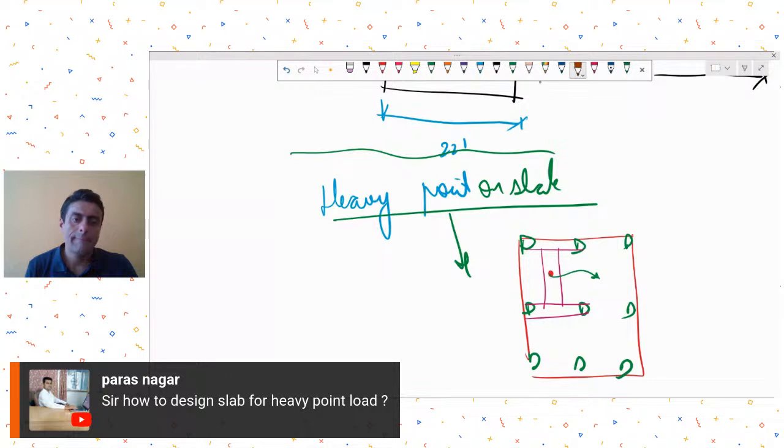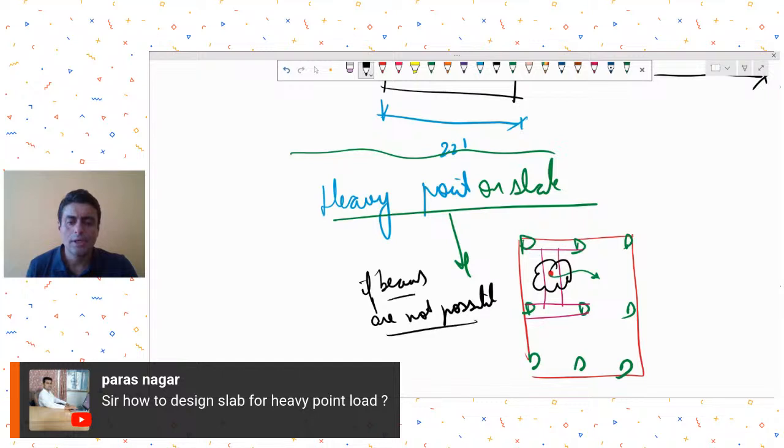If beams are not possible, that means it's absolutely not possible to provide beams, then check this slab for punching loads and for bearing pressures. You will have to check the slab if beams are not possible, although it will rarely be a situation in case of heavy point loads that beams are not possible.